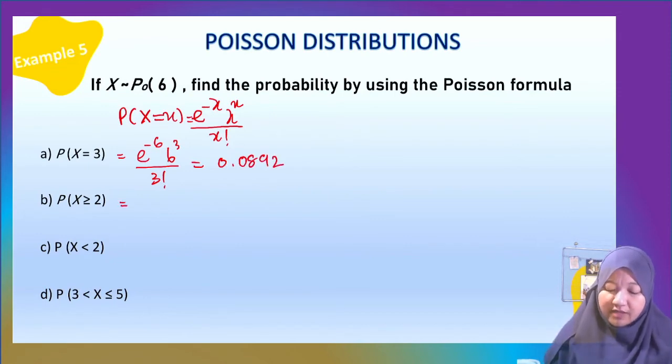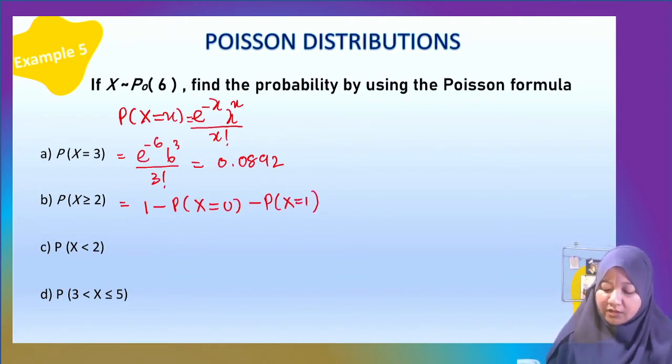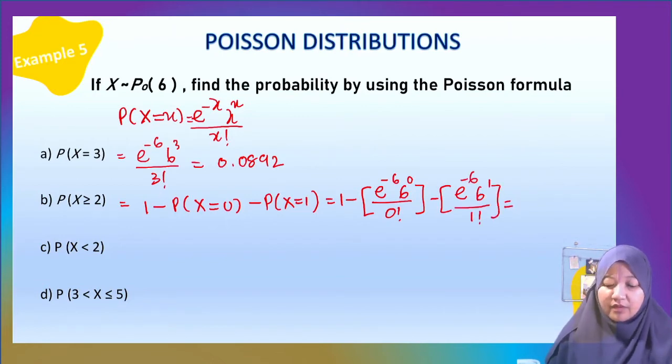Okay, next we have x greater than or equal to 2. So we can calculate as 1 minus probability x equal to 0 minus probability x equal to 1. So 1 minus e power of negative 6, 6 power of 0 over 0 factorial, minus e power of negative 6, 6 power of 1 over 1 factorial. Okay, and the answer is 0.9826.